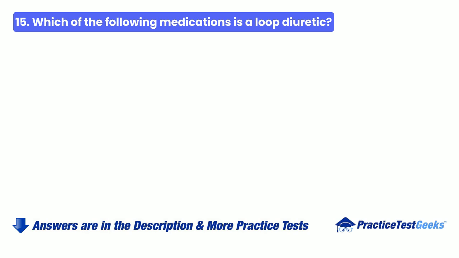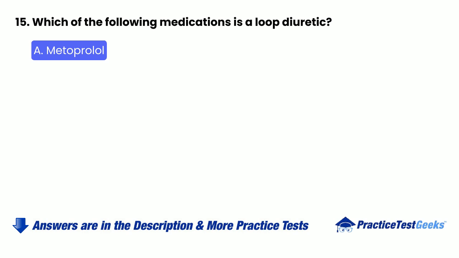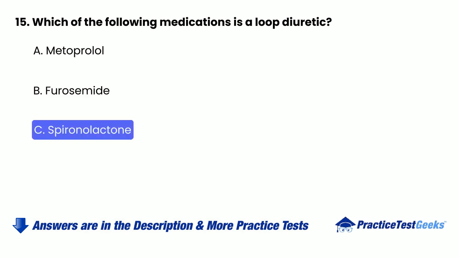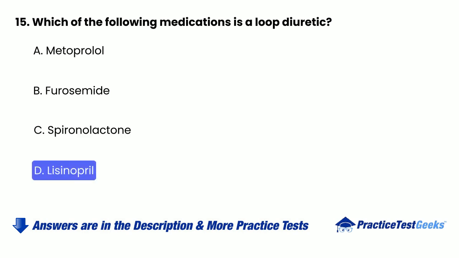15. Which of the following medications is a loop diuretic? A. Metoprolol. B. Furosemide. C. Spironolactone. D. Lisinopril.